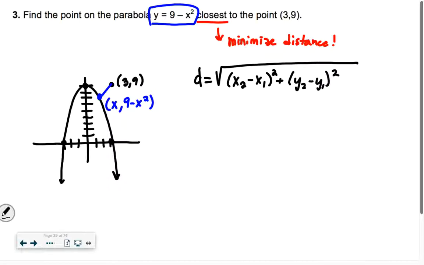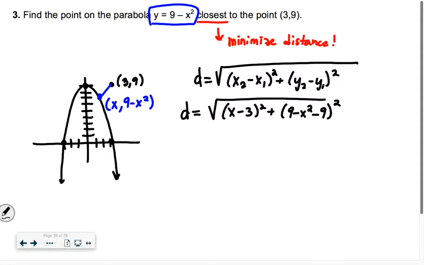So it looks like that. It is tricky, because when you take the derivative of something that involves a square root, it gets a little tricky. All right, so our distance then is going to be, let's call this our x2, y2, the square root of x minus 3 squared plus 9 minus x squared minus 9 squared. So then people are like, oh, those 9s cancel. Yeah, it's still annoying.